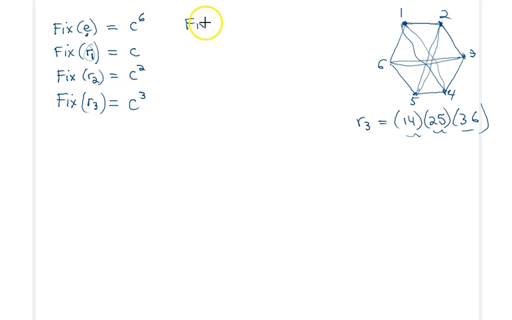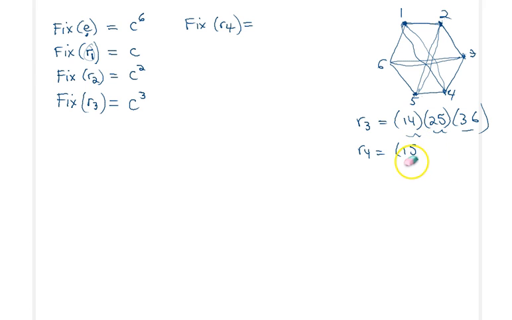Similarly, fix of R4, which is the 240 degree rotation. So this one, 1 will be mapped onto 5, 5 will be mapped onto 3, 3 will be mapped onto 1. So let me write that down actually. R4 is simply 1 will be mapped onto 5. Oh, sorry, that's closing it. My bad. So 1 will be mapped onto 5.